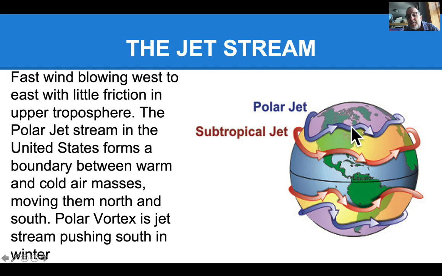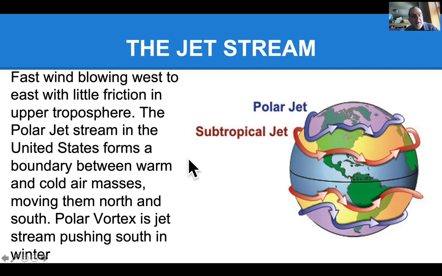There are two streams, a polar jet and a subtropical jet, and when the polar jet dips down, we can have what's called the polar vortex. When it dips down, or in the summer when it dips down, it brings cool, dry air to our part of the world.